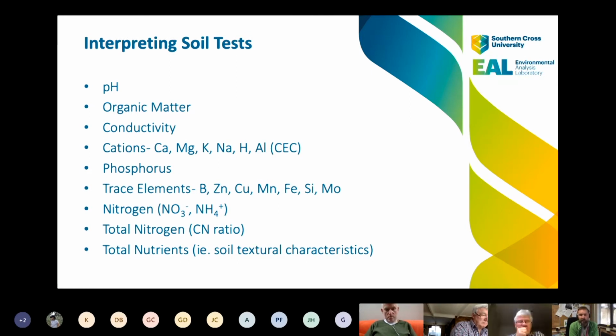Organic matter is a calculation from organic carbon or total carbon, and I can go into that in more detail in a moment, but it's a calculation of 1.7. It's a theoretical, but it's pretty close working out your organic matter. And I'll mention that more when I go through it.